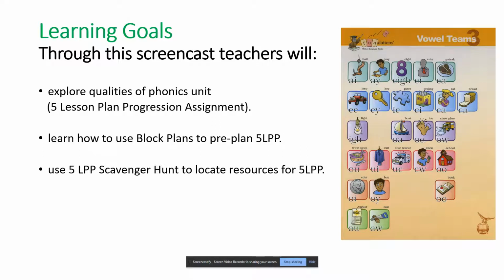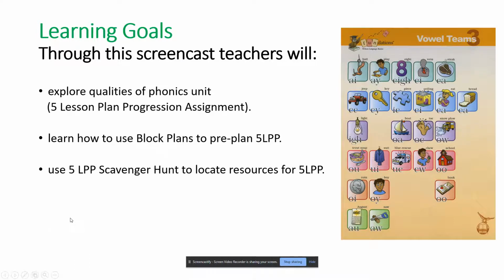We're going to work through 3 goals on this screencast. The first is we're going to think about what this whole 5 lesson plan progression assignment is about. The second is we're going to think about how we can use a block plan as a way of organizing for writing the lessons in the 5 lesson plan progression. And finally, we're going to look at a little technique called the scavenger hunt that we'll use to find resources for your 5 lesson plan progression.